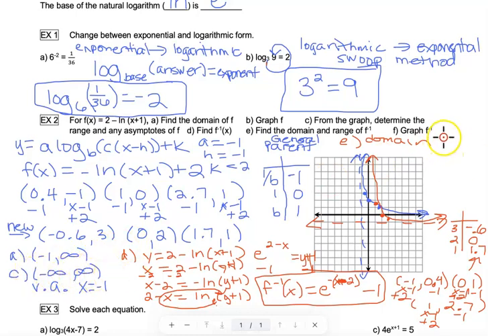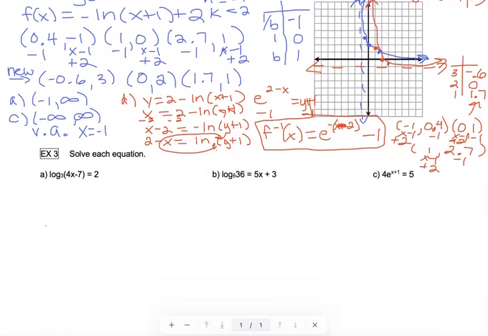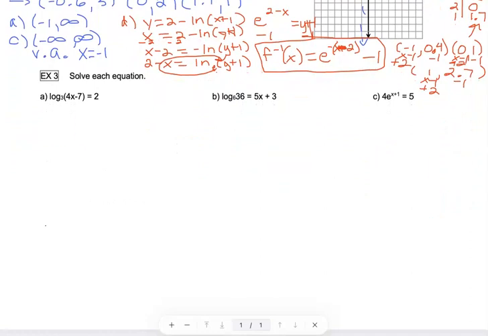So -infinity to infinity, which makes sense because that should be the domain for an exponential. The range goes from the asymptote up in this case. So -1 to infinity, which is indeed the domain of the original. So again, domain and range are flipped. This all makes sense. Everything that we've learned about exponentials is holding true here.